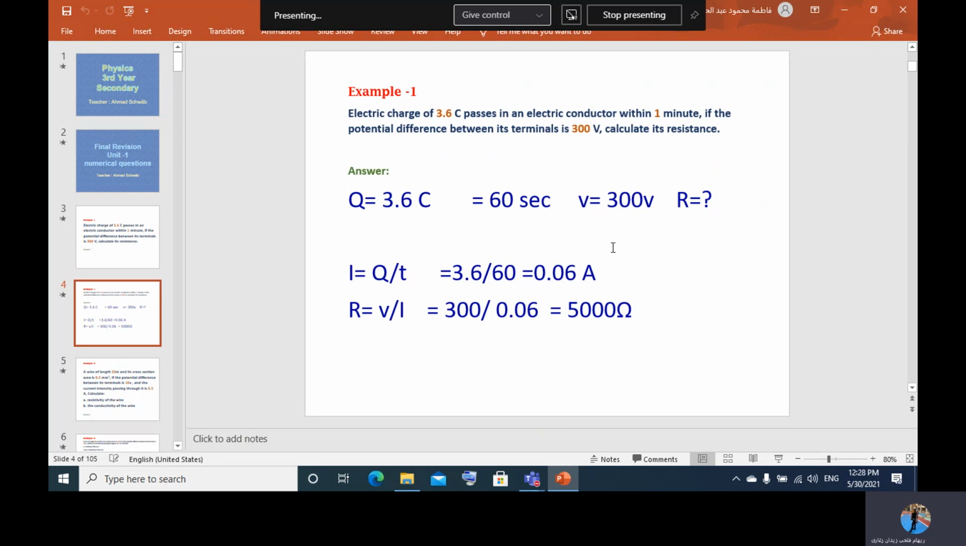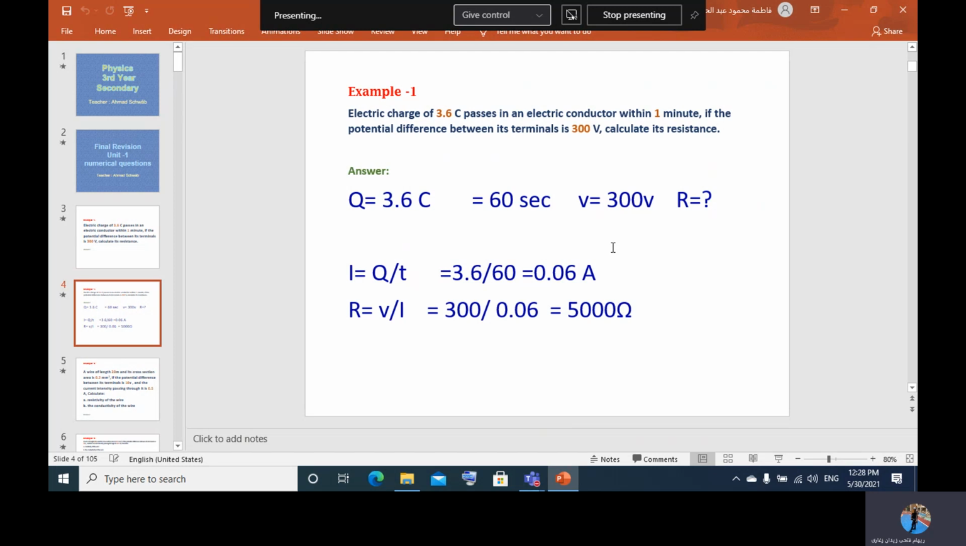All we have to do is divide 3.6 by 60, and the current will be 0.06 ampere. It's direct application, we just converted the time from minutes into seconds. Now, what's needed here is R. R equals V divided by I. This is Ohm's law, direct application.